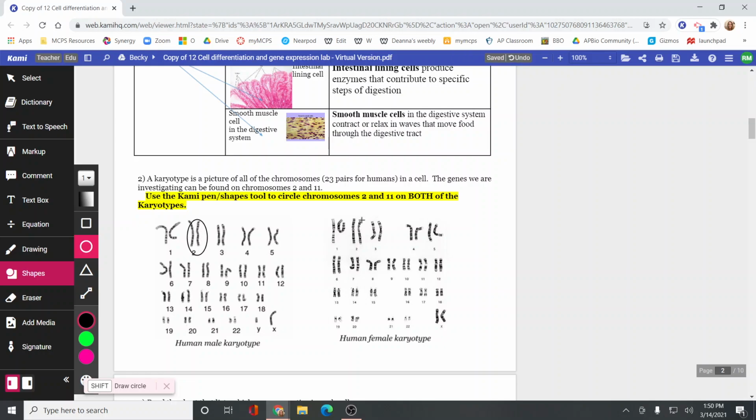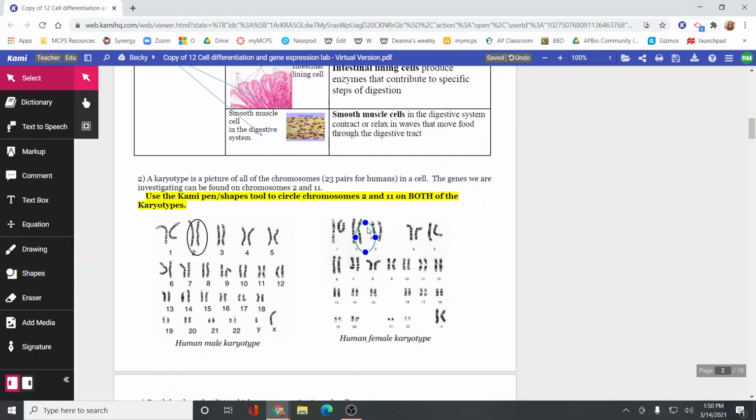I guess oval. It's not always the easiest. You might be able to move it afterwards. Let me see if I can move the circle after I've drawn the circle. Maybe. Can I move it? I'm trying to circle chromosome 2. And I'm trying, there we go.